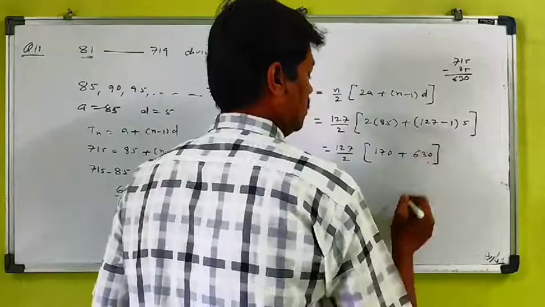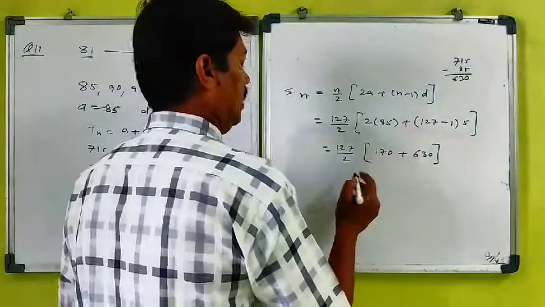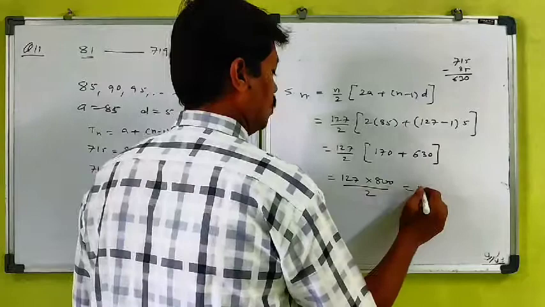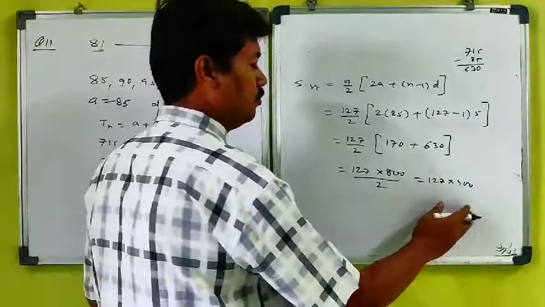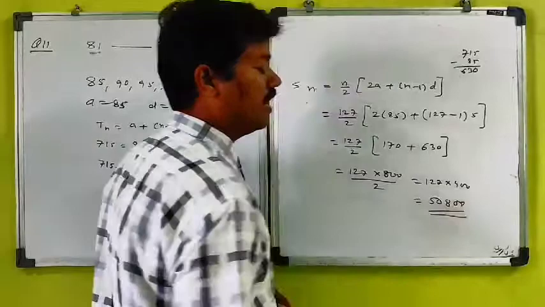So 630 plus this, that is 800. So it is 127 into 800 divided by 2. So it's 127 into 400. Yes, so 127 into 400 gives you 50800. So your answer is 50800. That's it.